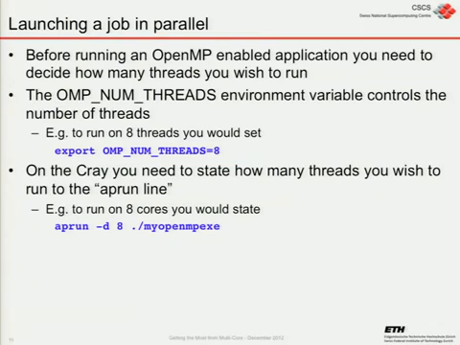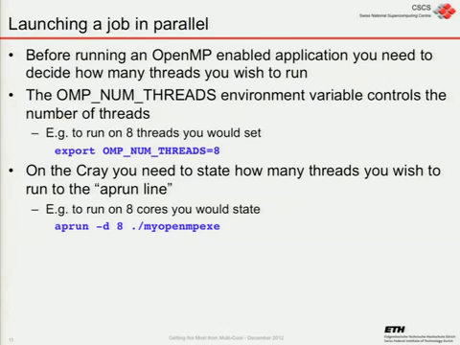Launching a job, we have to say how we want that job to be launched, how many threads we're actually going to use. And so this is the most common environment variable you will come across. It could be the only one that you're actually ever interested in: the OMP_NUM_THREADS environment variable. That controls the number of threads. So to run 8 threads, it's quite simple.